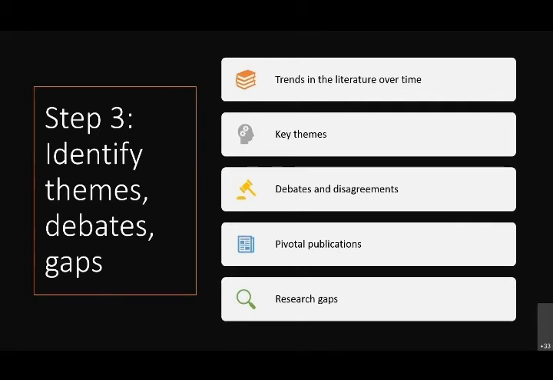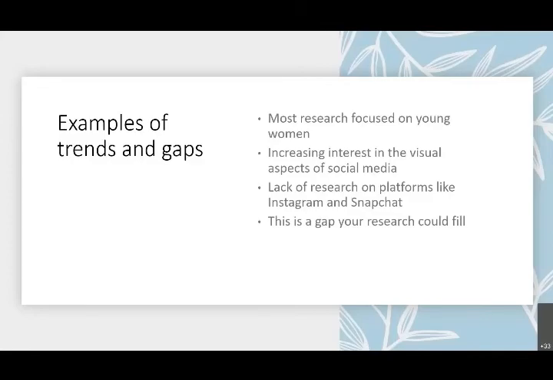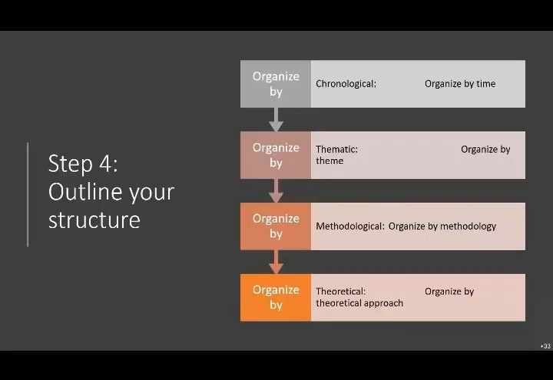Then you can search for the gaps also. This is the practical thing. Then you have to go for the trend gaps. Then outline your structure. Organized by time, when it started. If you talk about technology adoption, the research started in the 1930s. I have one literature, I think I wrote it in my thesis. And technology adoption actually started in the agriculture industry. Then you can organize by theme, by methodology, and by theoretical approach.